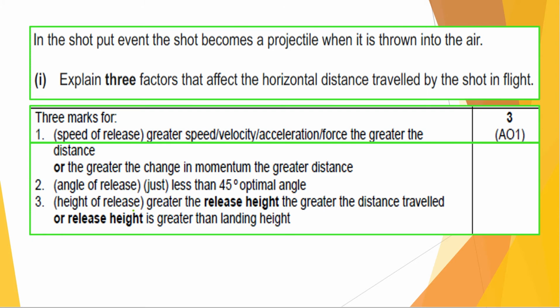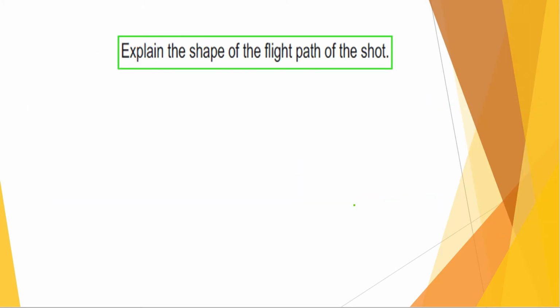3rd mark, height of release. The greater the height of release, the greater the distance travelled, okay? You might have then referred to the fact that in shot put we have a high height of release because the height of release is greater than the landing height. You might have gone into that detail. You didn't necessarily need to get those 3 marks.